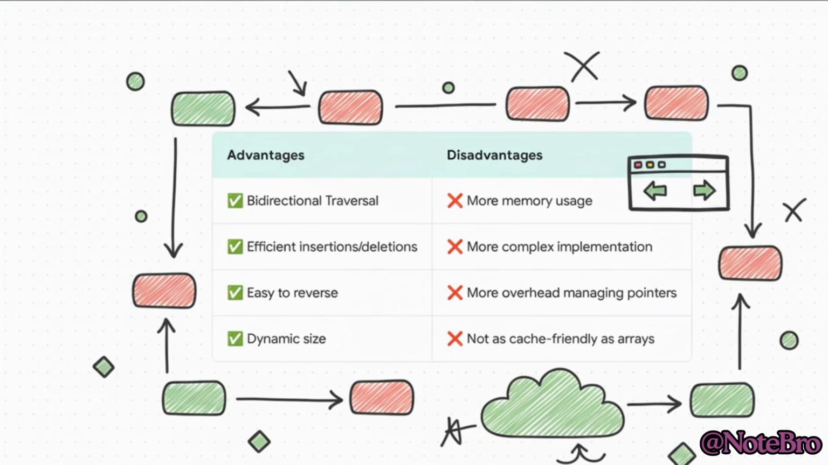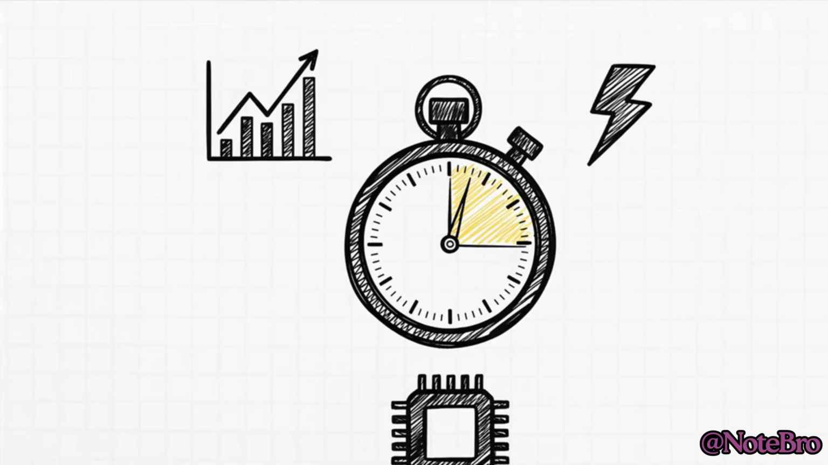So here's the breakdown. The advantages are pretty clear. You get that awesome two-way travel, super efficient insertions and deletions, and it's a piece of cake to reverse. But on the flip side, that extra prev pointer, yeah, that uses more memory. And the implementation is a bit more complex, because you have to manage two pointers for every single operation, not just one.